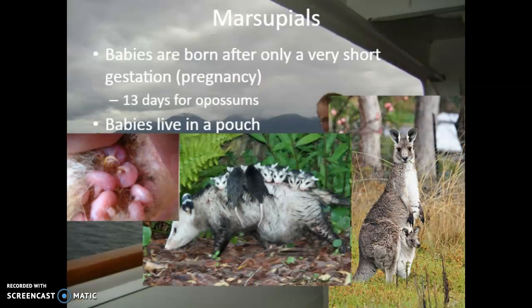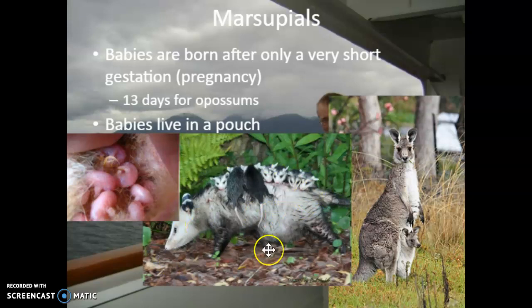Next, you have the marsupials. Marsupials are the ones with pouches. The babies are born after a very, very short pregnancy, a very short gestation. For example, the American opossum, or the Virginia opossum, is only pregnant for 13 days. And then she gives birth to these tiny hairless pups who then find a nipple and latch onto it and grow up in her pouch, not her uterus.